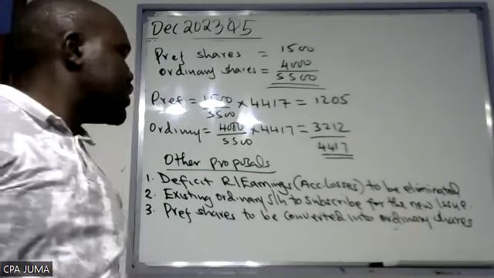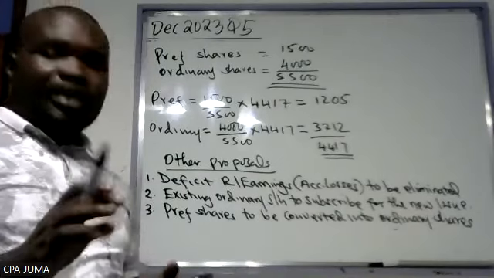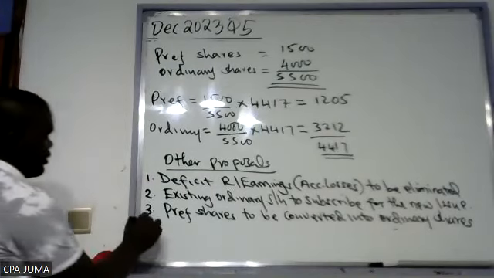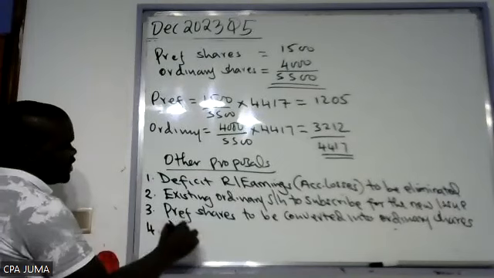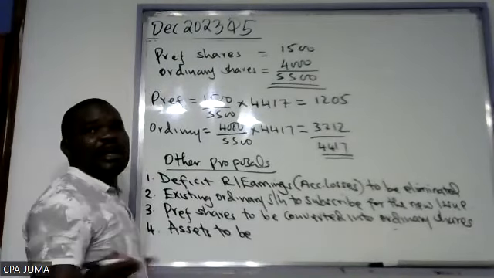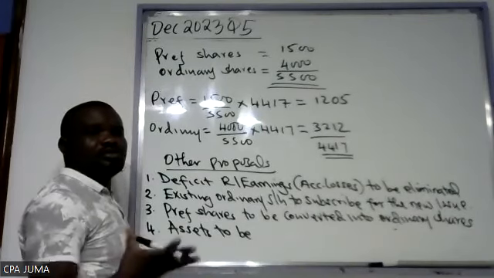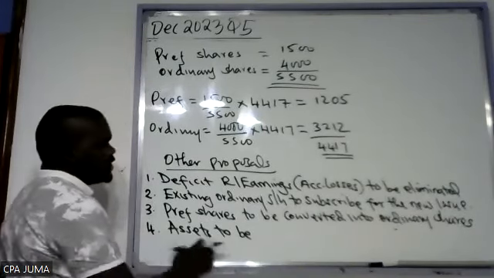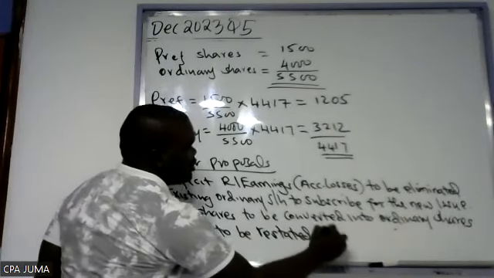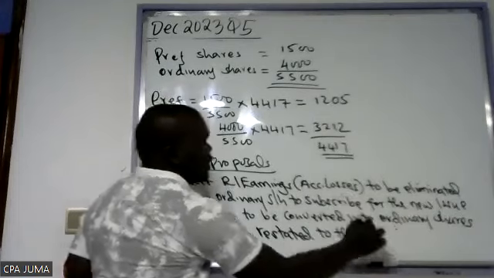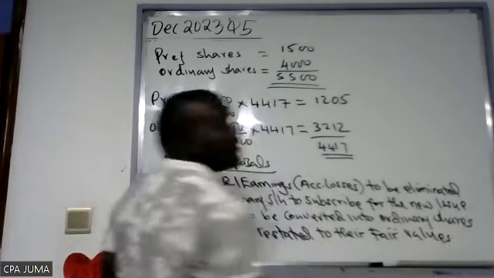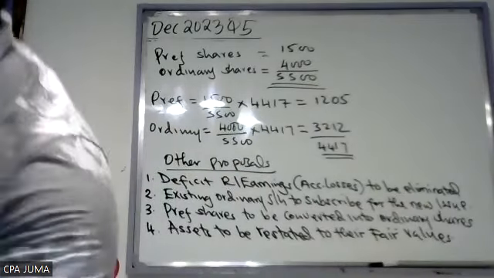Then maybe finally, the assets. During a reconstruction, assets should be adjusted to their correct values. So maybe you tell them number 4, assets to be restated to their fair values. Fair values are the market value of the assets.